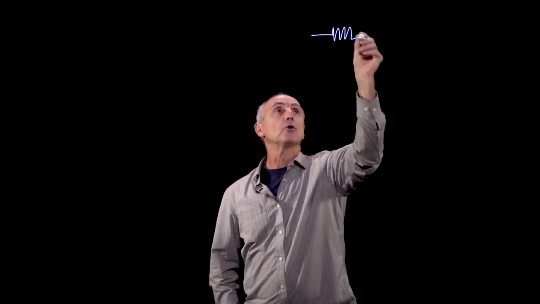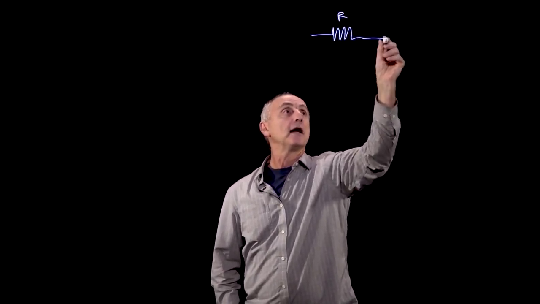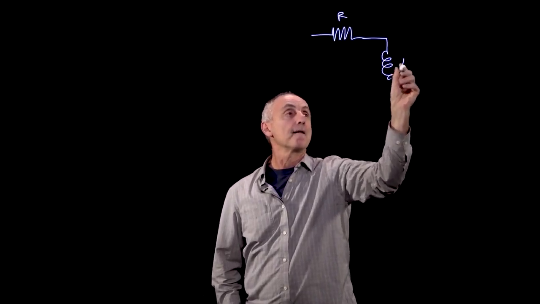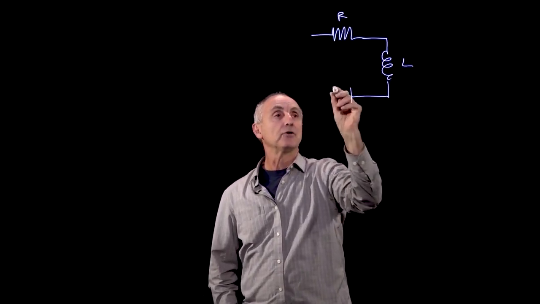One of the best examples of complex numbers is that we can factor polynomials. Now, as an example of that, we'd like to look at an undriven RLC circuit. So let's consider a resistor, an inductor, and a capacitor.